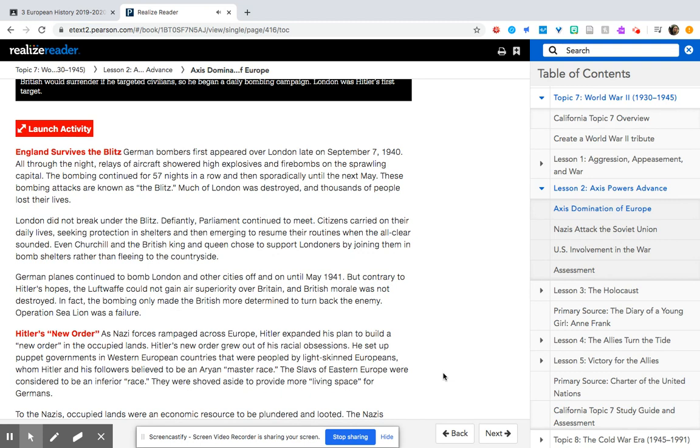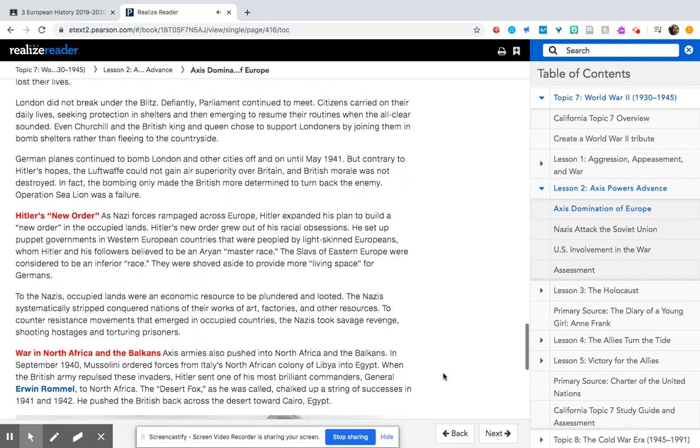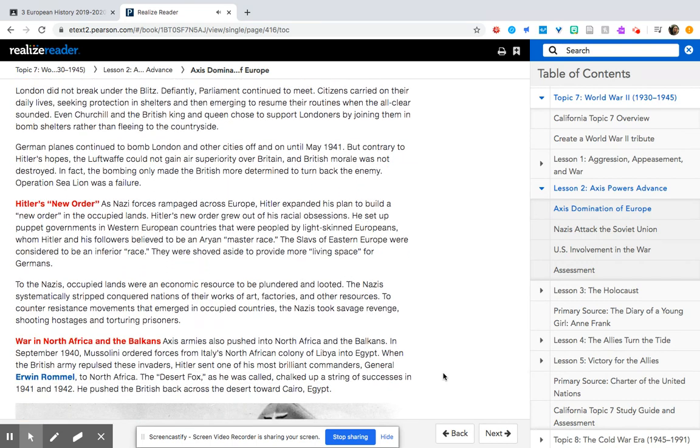German planes continued to bomb London and other cities off and on until May 1941. But contrary to Hitler's hopes, the Luftwaffe could not gain air superiority over Britain, and British morale was not destroyed. In fact, the bombing only made the British more determined to turn back the enemy. Operation Sea Lion was a failure.